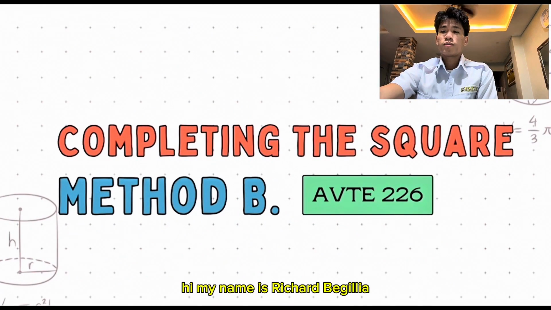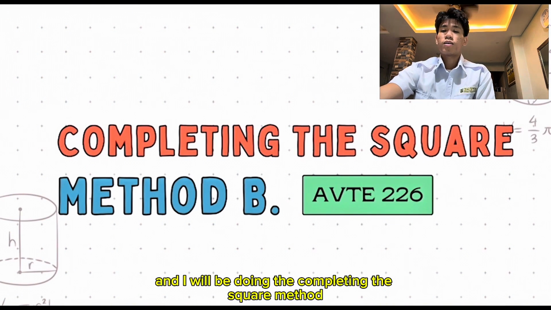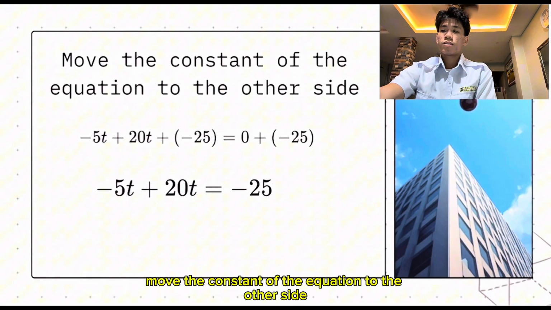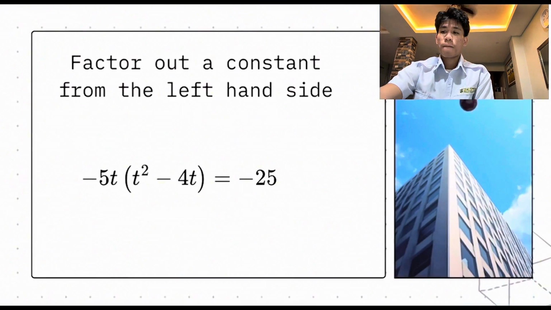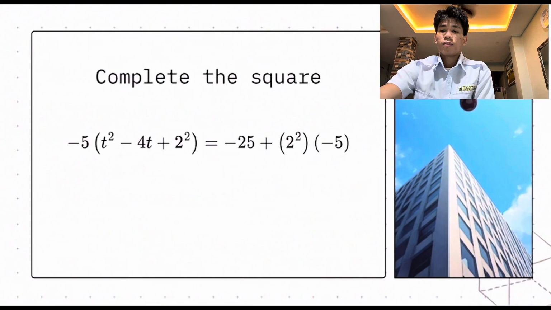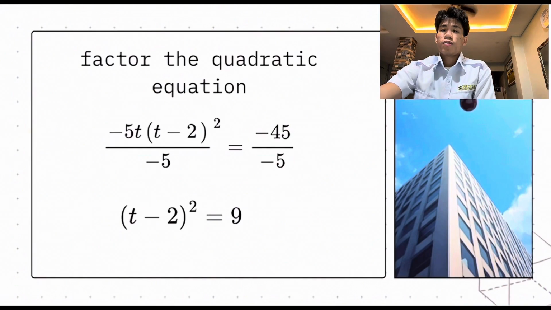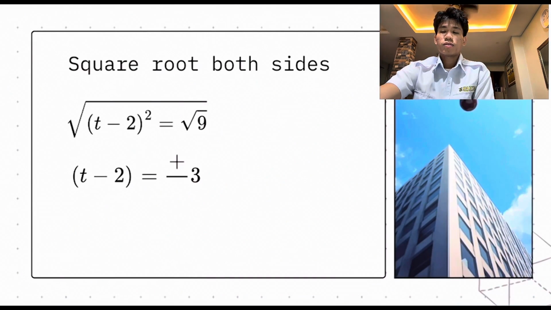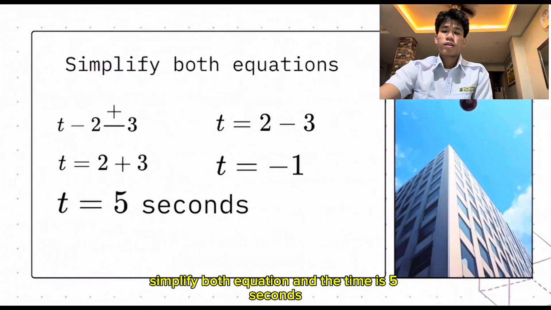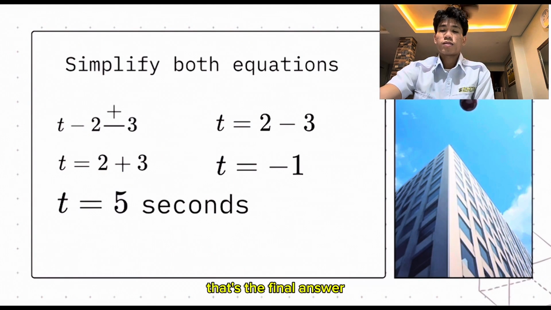Hi, my name is Richmond Viguilla and I will be doing the completing the square method. So first, get the roots of the quadratic equation. Move the constant of the equation to the other side. Factor out a constant from the left-hand side. Complete the square. Factor the quadratic equation. Square root both sides. Simplify both equations and the time is 5 seconds. That's the final answer.